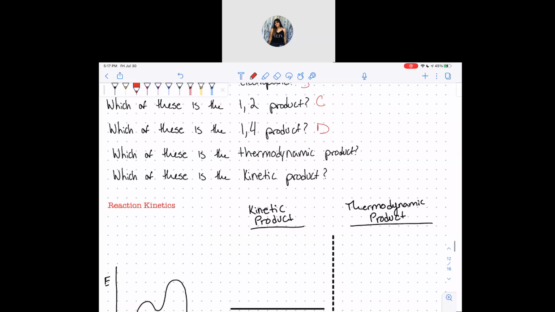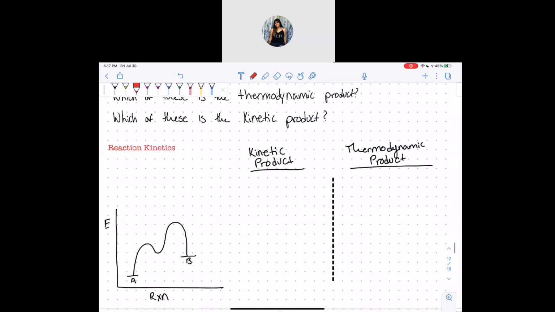If we run down here for a moment, we have this kinetic versus thermodynamic table. And so real quick, let's fill it out. The kinetic product is going to be the one with the lowest activation energy.